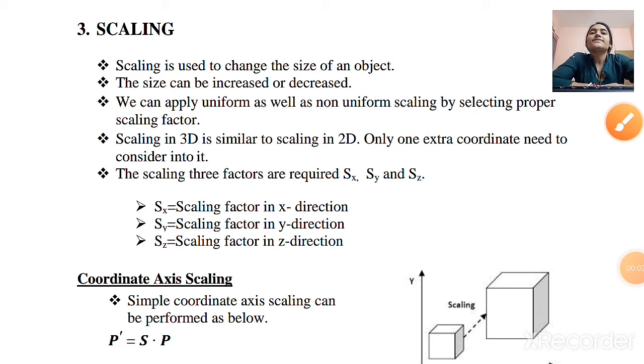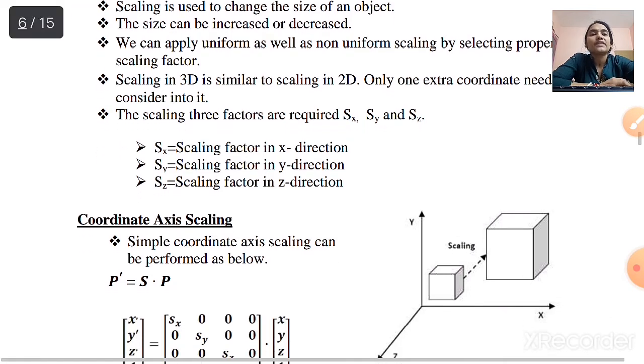Next method is scaling. Scaling is used to change the size of the object. Translation is used to move the object from one location to another location, but scaling is used to change the size of an object. The size can be increased or decreased from the original object. We can apply uniform as well as non-uniform scaling by selecting a proper scaling factor.